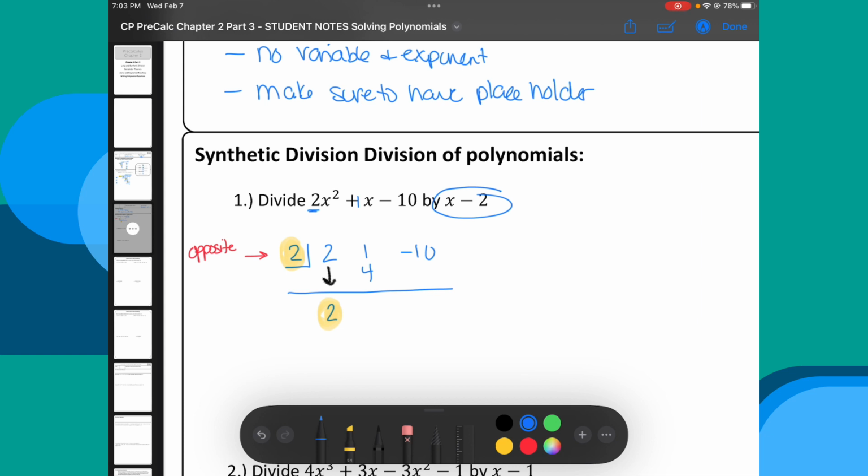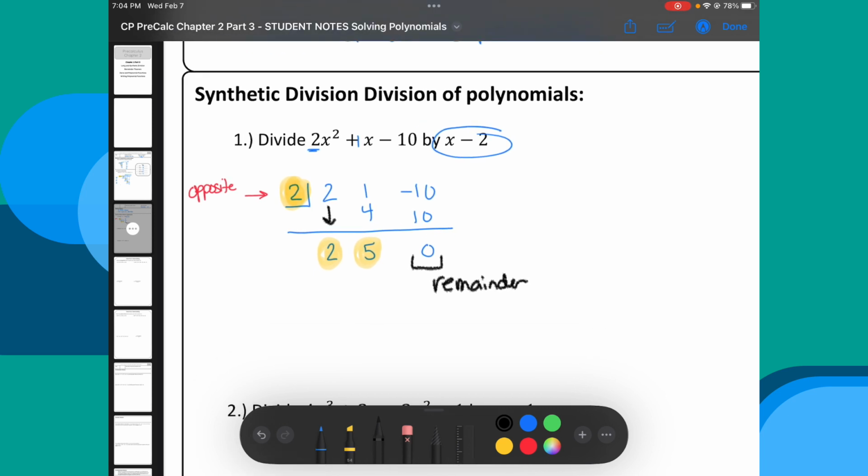Then we're going to add those two numbers together. 1 plus 4 is 5. Now we're going to multiply 5 times 2 and put 10 in the next column. We're going to add together negative 10 plus 10. We get 0. The last number is always the remainder. So here we have a remainder of 0. We're going to write our answer back as a polynomial. And when we put our variables back, we drop a degree. So this was x squared. We're dropping it down to x, and then we have 5. So our answer is 2x plus 5.